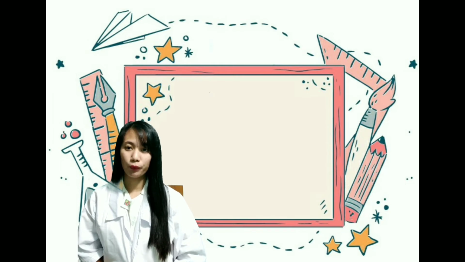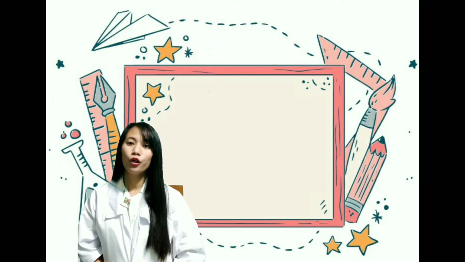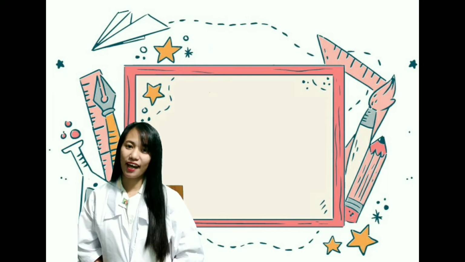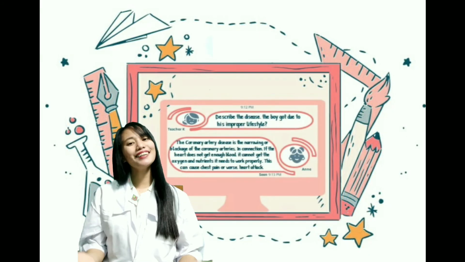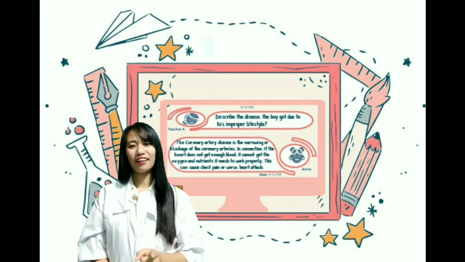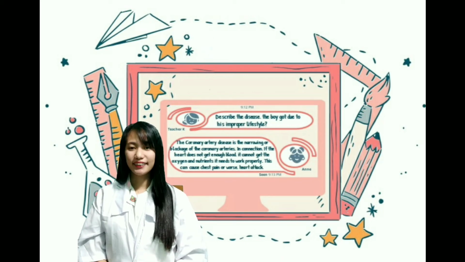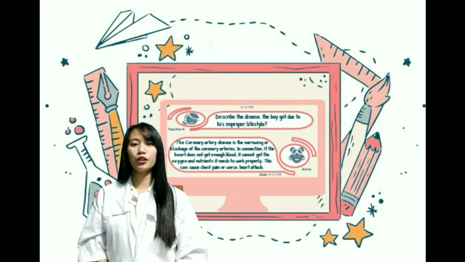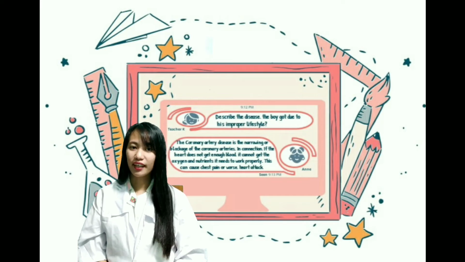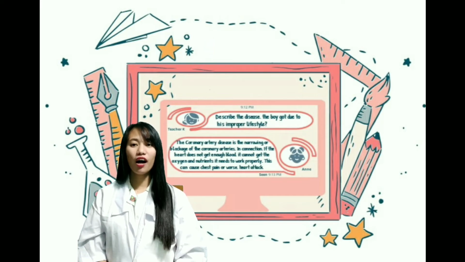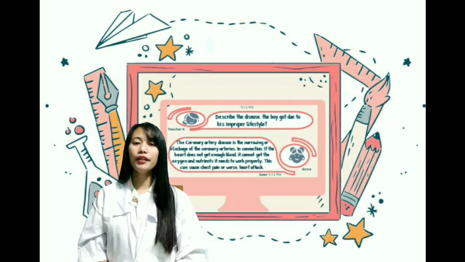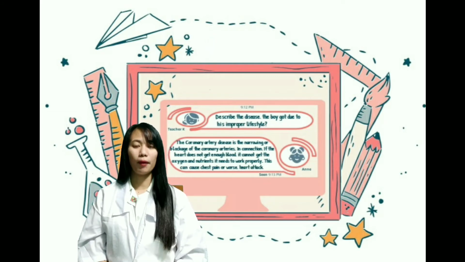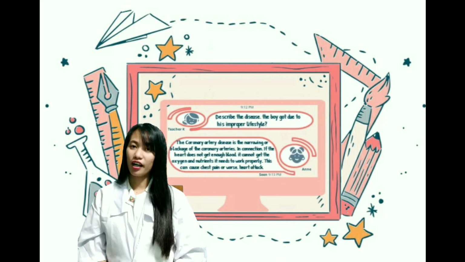For the number 2 question, describe the disease the boy got due to the improper lifestyle. Yes, Anne, you are absolutely right. Coronary artery disease is the narrowing or the blockage of the coronary artery. In connection, if the heart does not get enough blood, it cannot get the oxygen and the nutrients it needs to work properly. This can cause chest pain or worse, heart attack.